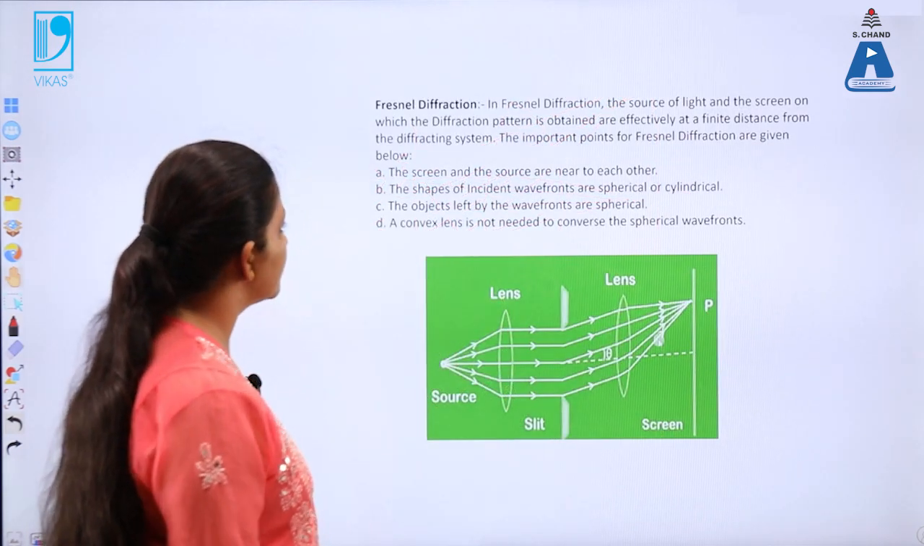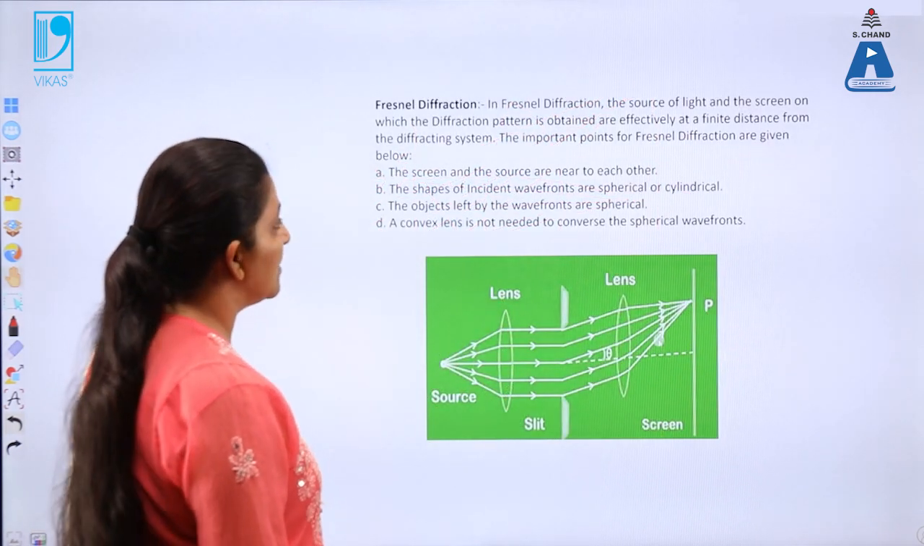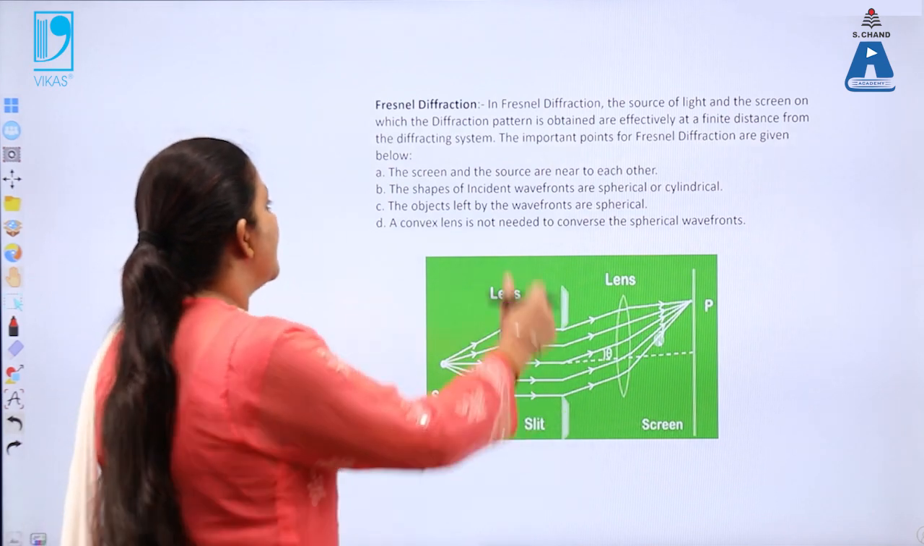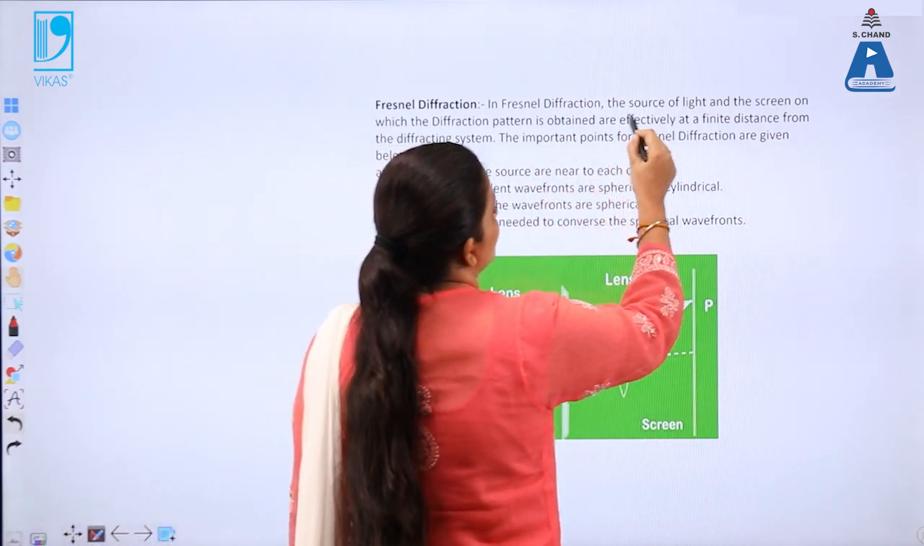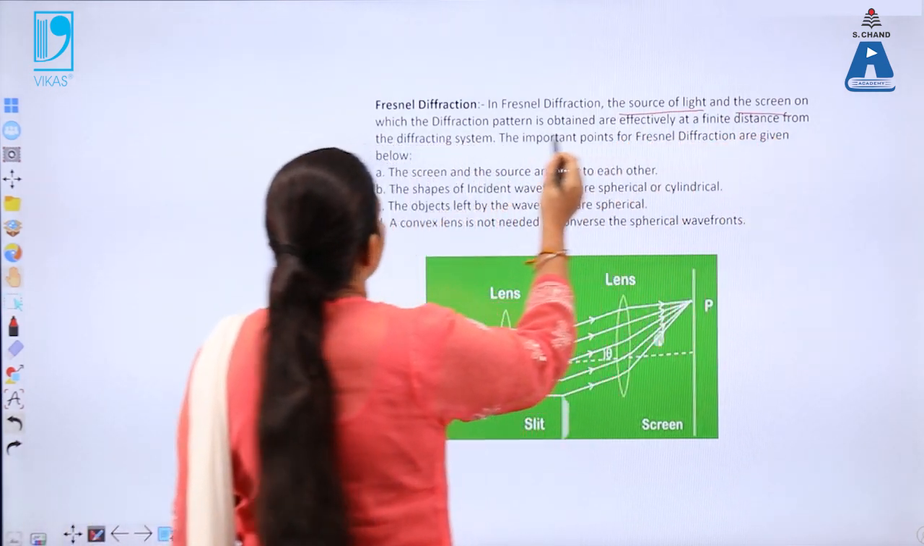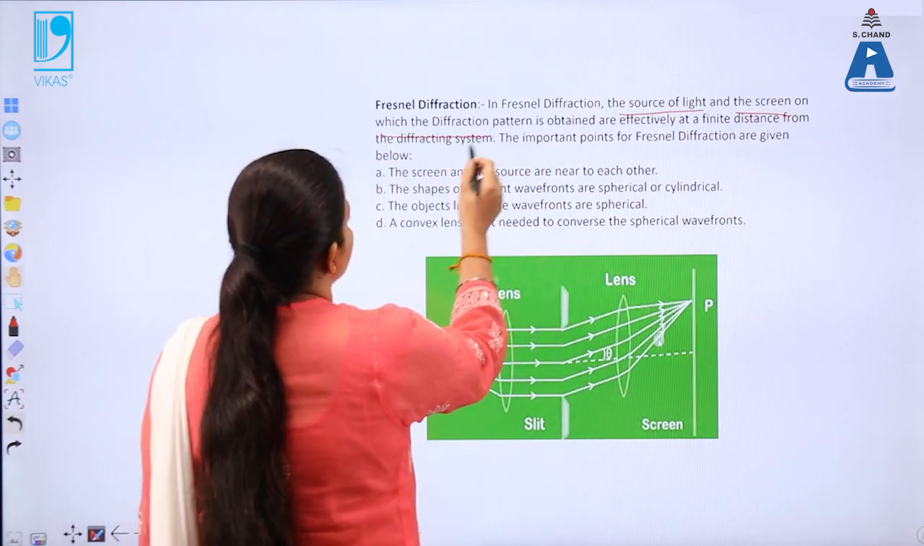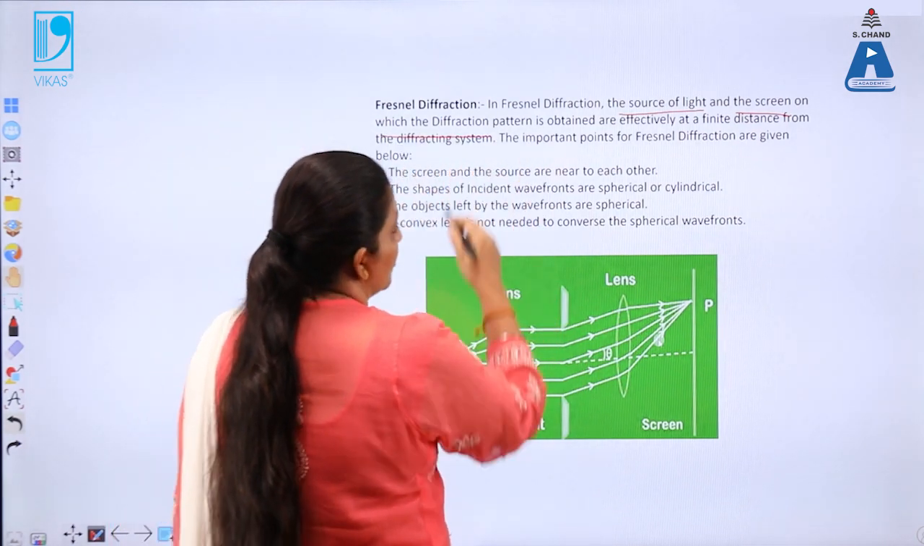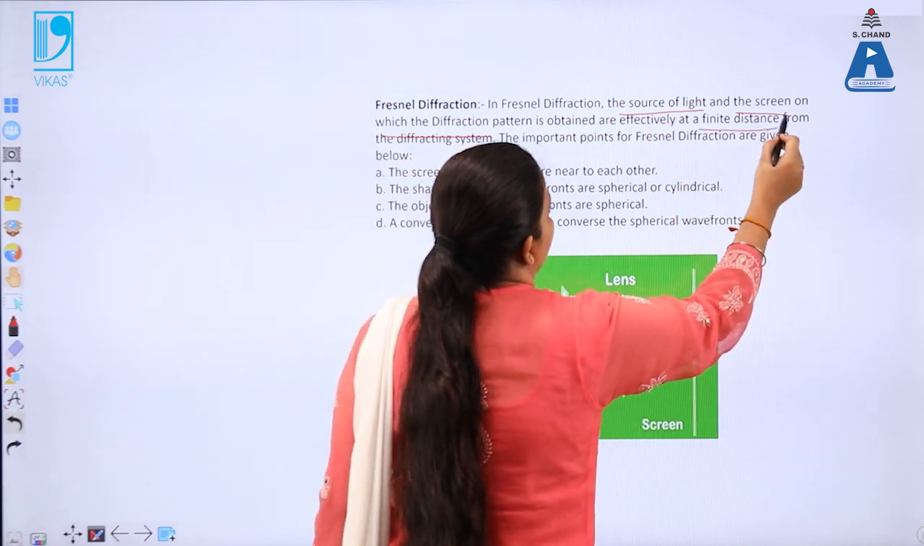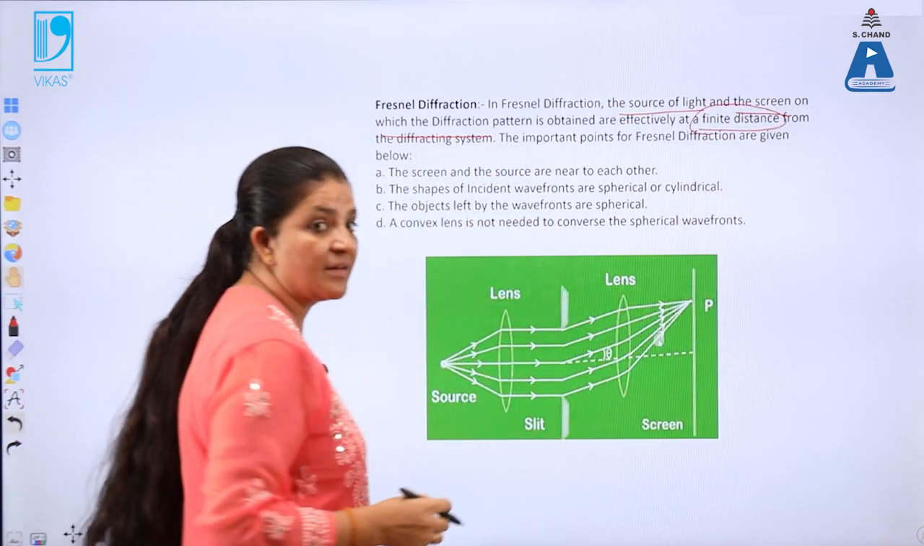Okay, now next is the Fresnel diffraction. So the main condition for the Fresnel diffraction is that the distance between the source of light and the screen is finite. So here the distance is taken finite in order to get the diffraction pattern. So the distance is finite over here.